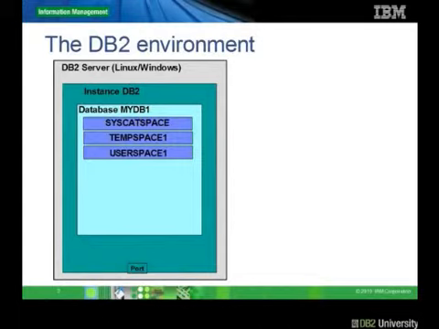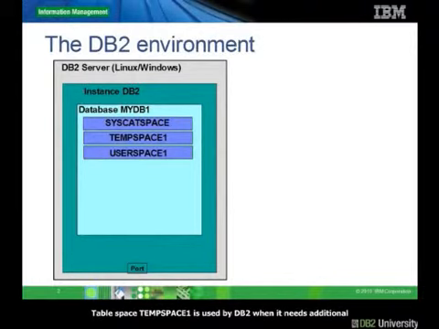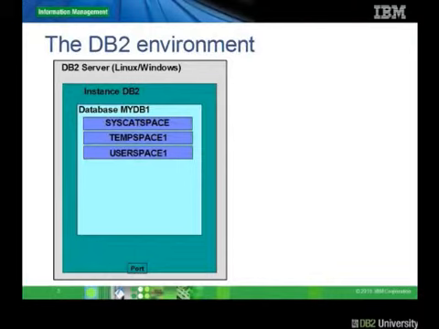not work correctly. Table space TEMPSPACE1 is used by DB2 when it needs additional space to perform some operations such as sorts. Table space USERSPACE1 is normally used to store user database tables, if no table space is specified when creating a table.